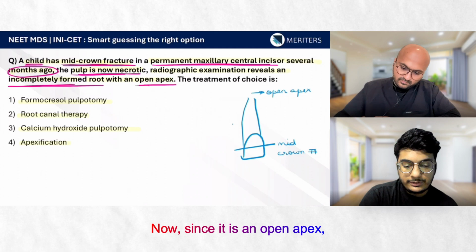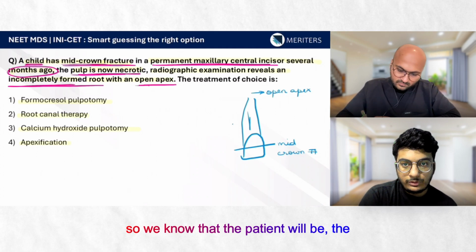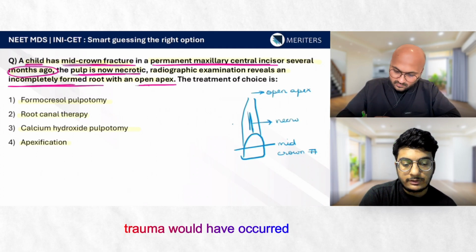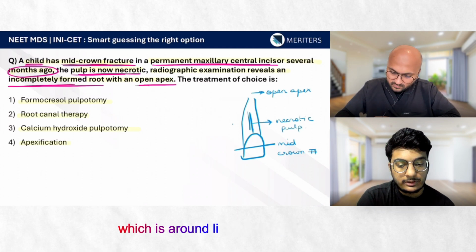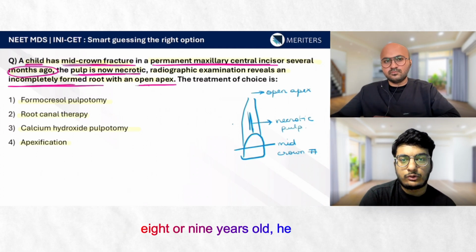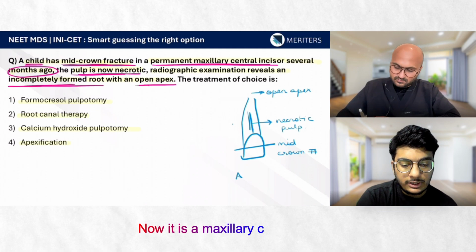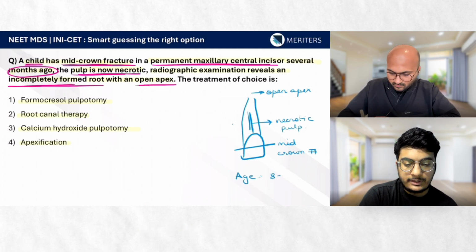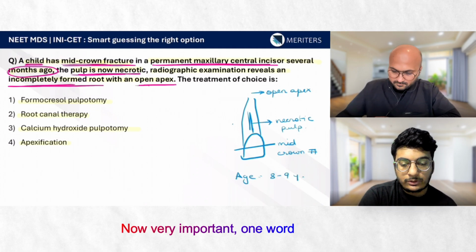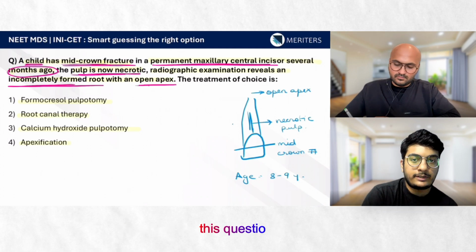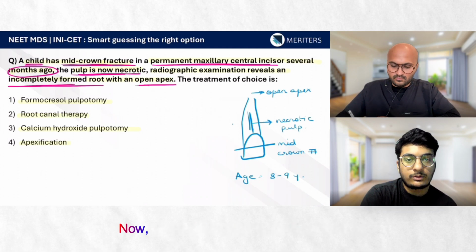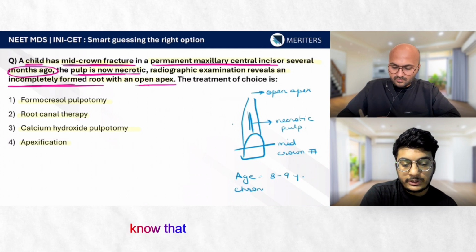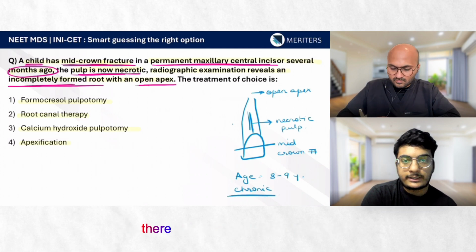Since it is an open apex, we know that the trauma would have occurred before complete root development, so the child could be, let's say, 8 or 9 years old. Now it is a maxillary central incisor and the pulp is necrotic. Now, one very important word is there in this question, that is, when did the trauma occur? Several months ago.